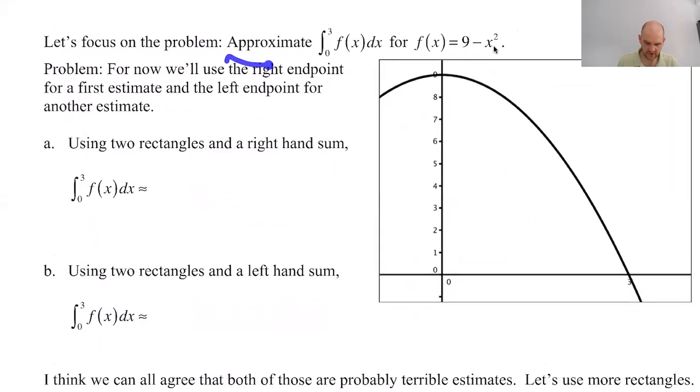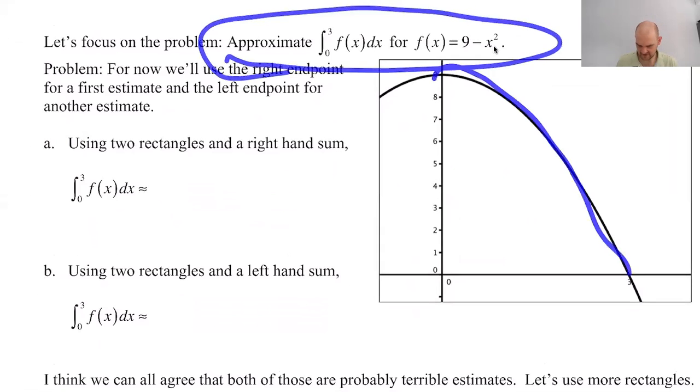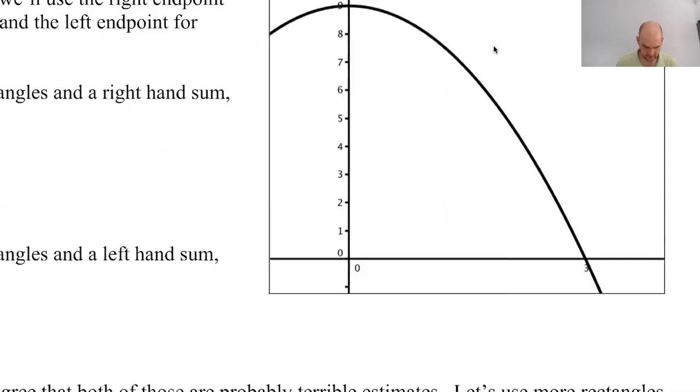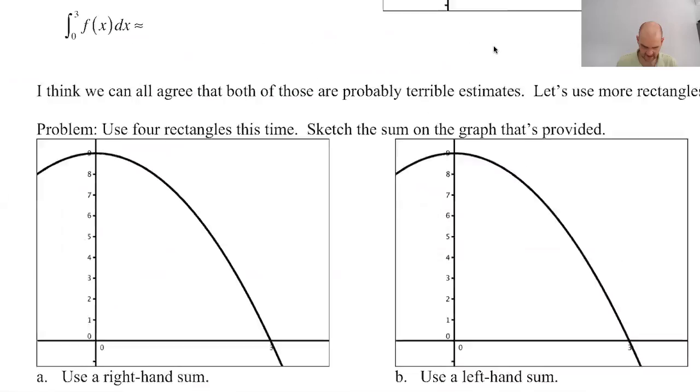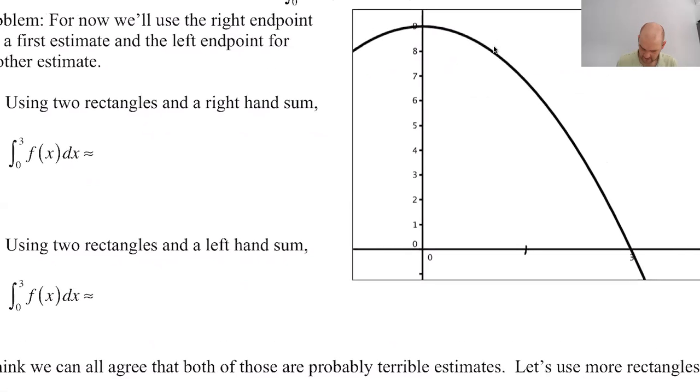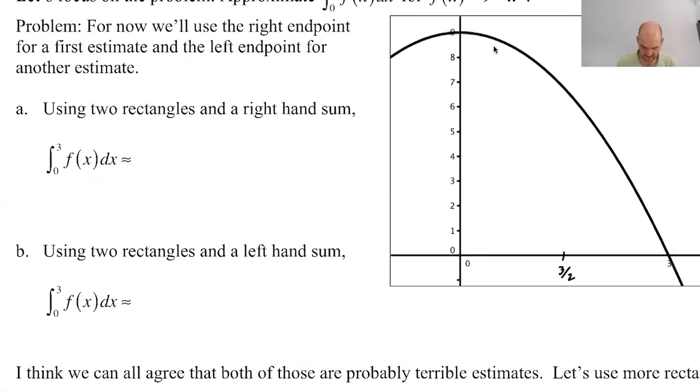So we're going to approximate this. The graph is given. Use two rectangles and a right-hand sum. First thing I'm going to do for two rectangles: from 0 to 3, 3/2 is right there. If I'm going to use a right-hand sum and two rectangles, I'm going to draw it. A right-hand sum is going to go like here and then there. And that's a rectangle, I guess. That's what you do.